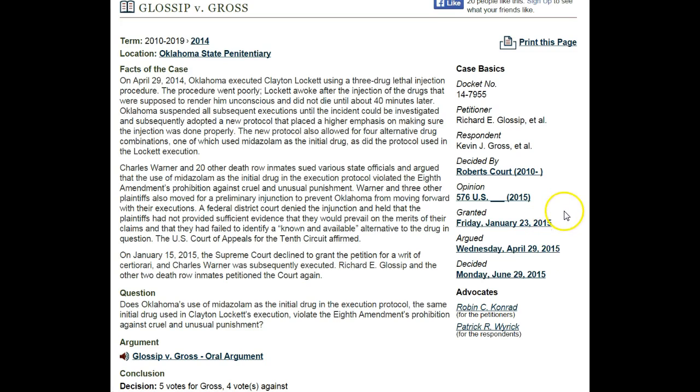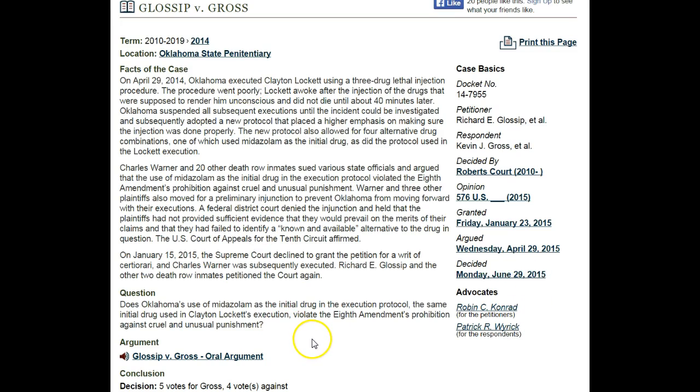Here's where it was argued. Notice you get 3 or 4 months of prep time, but more than likely it's worked its way up through the courts. You can see the U.S. Court of Appeals for the 10th Circuit affirmed the case earlier, so it has to work its way up. However, some cases are fast tracked. As you can see, April 29, 2014 is when this actually occurred, so this was a fast tracked one.